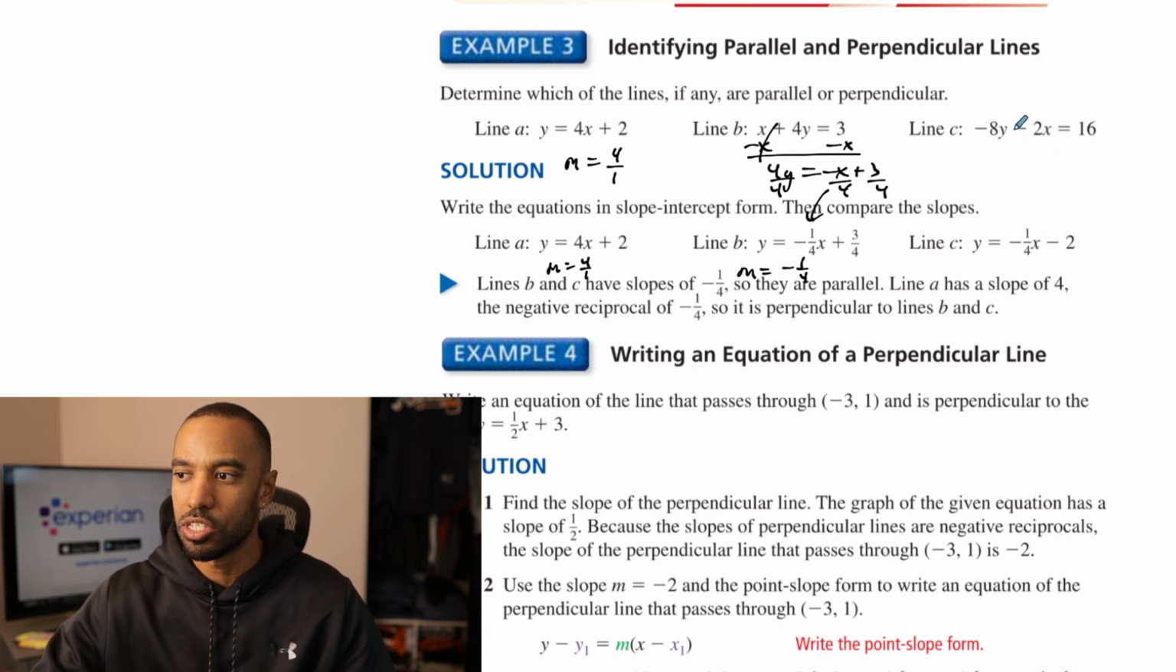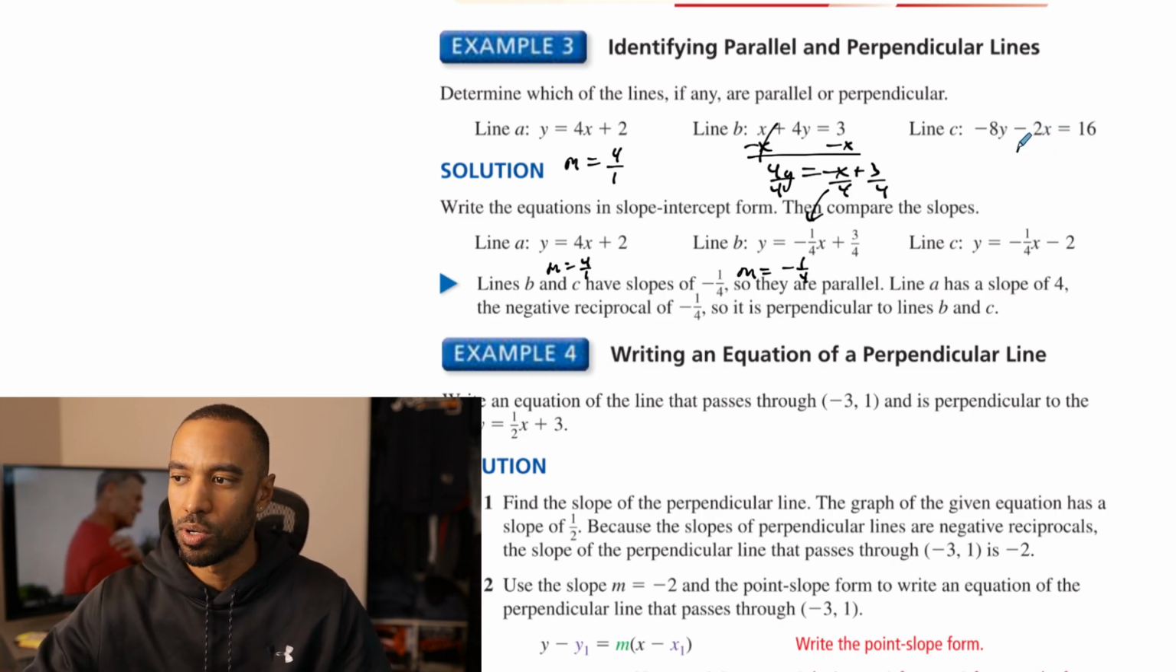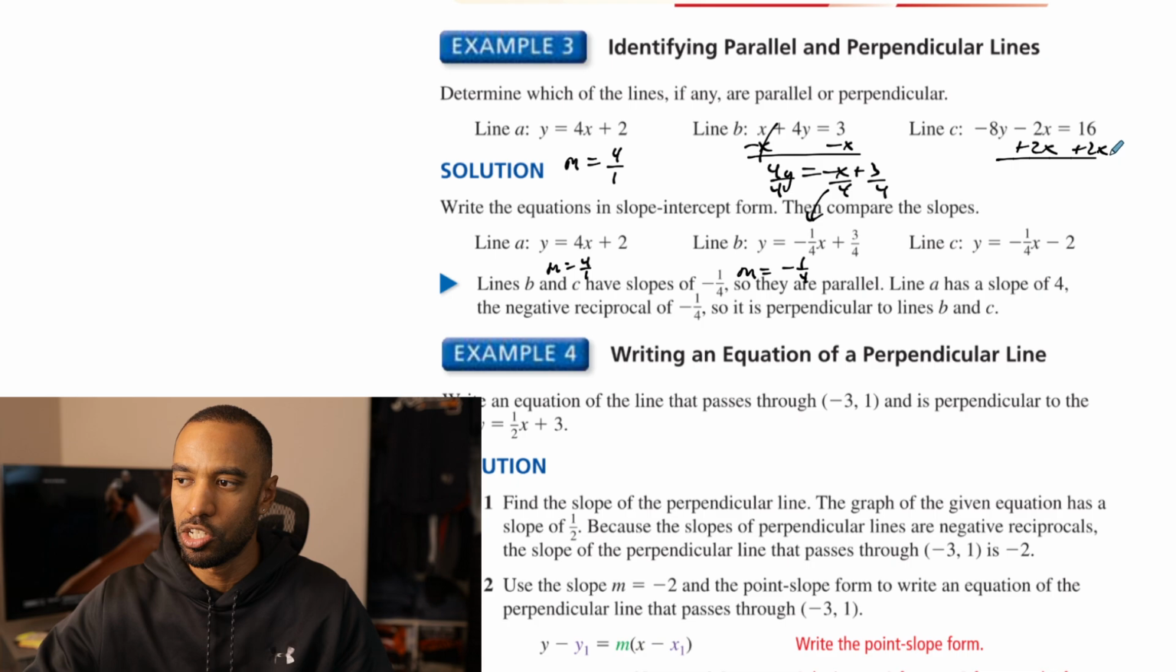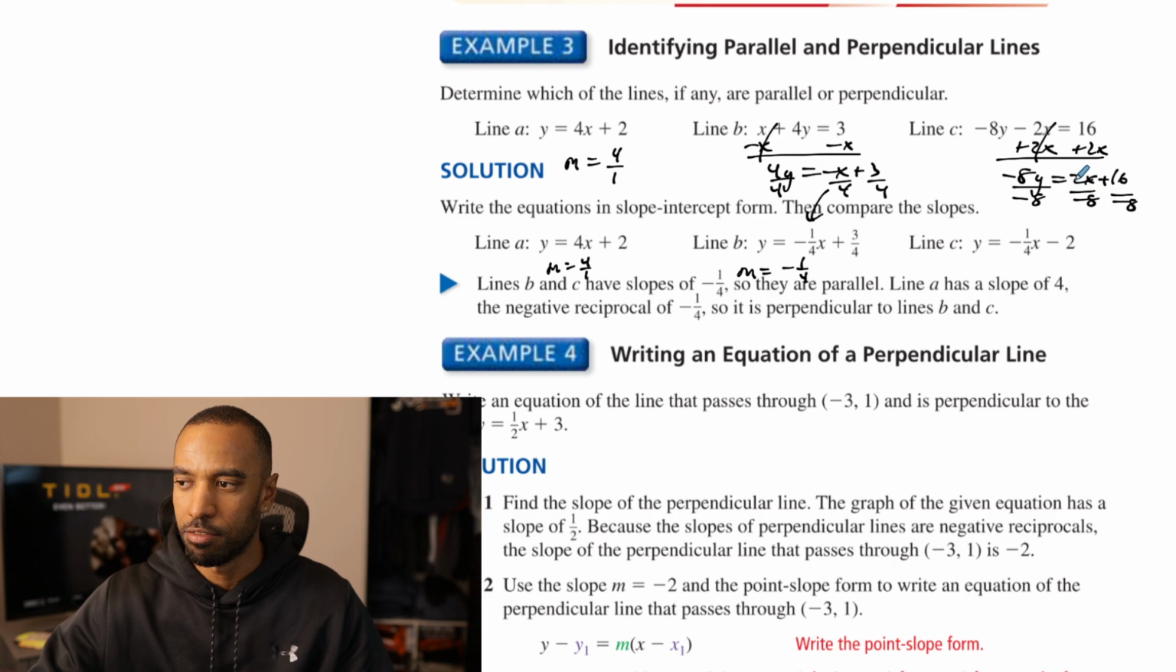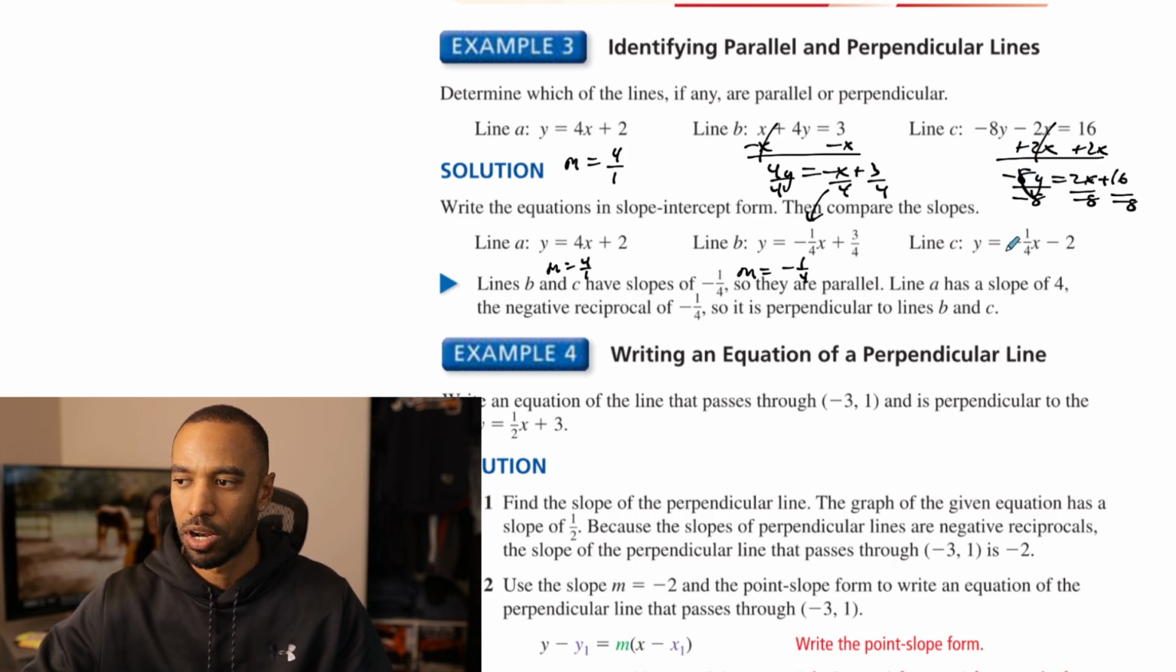And this is not yet in slope-intercept form. So to get this in slope-intercept form, we add 2x to both sides. And then we divide everything by negative 8. And notice that this needs a fraction reduction. Positive over negative is negative. 2/8 reduces to 1/4, so that's a negative 1/4. And then x minus 2 is right here. So there's this equation with a slope of negative 1/4.